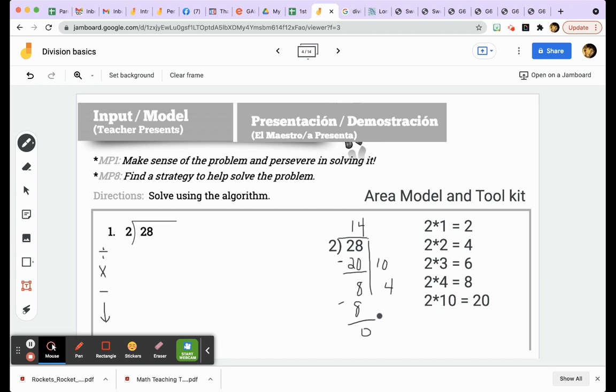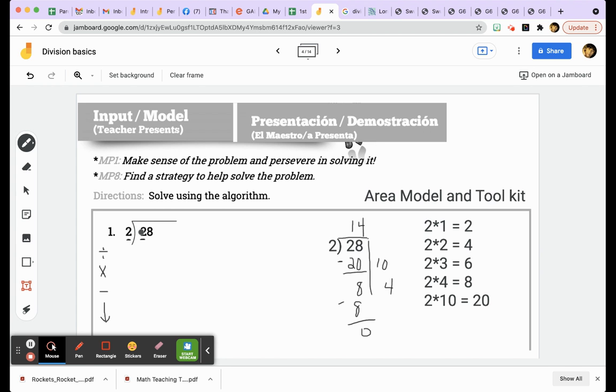Well, now let's see how the area model differs from the standard algorithm. I have 4 steps for division. I'm going to start by dividing, then I'm going to multiply back, I'm going to subtract, and I'm going to bring down. I have 1 number in my divisor, so I'm going to look at the first number in my dividend.